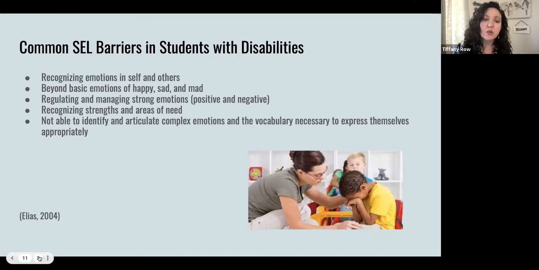They can also have a hard time recognizing their own strengths and their areas of need, and they also may have difficulty with complex emotions, because they vary, which can be addressed with some good social emotional learning activities and lessons.